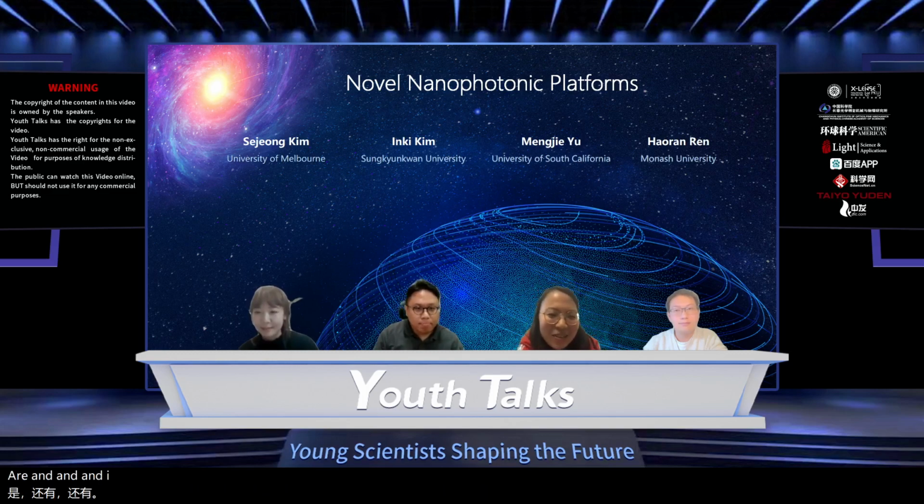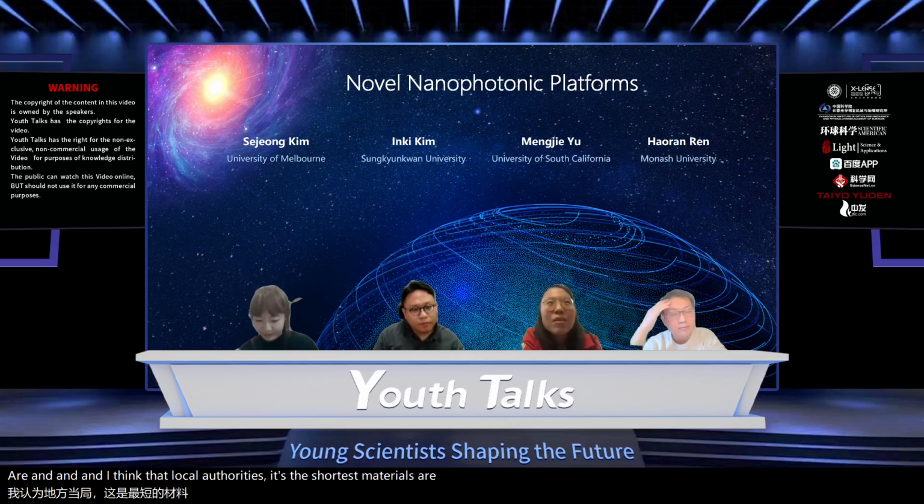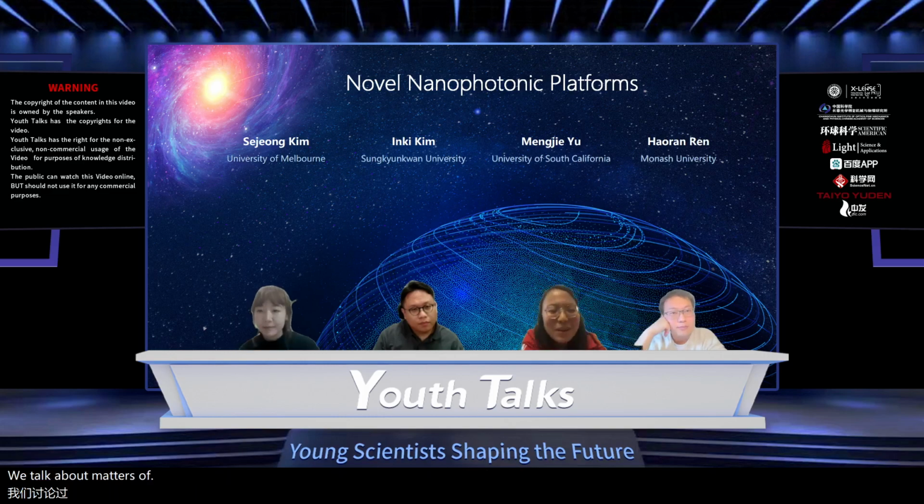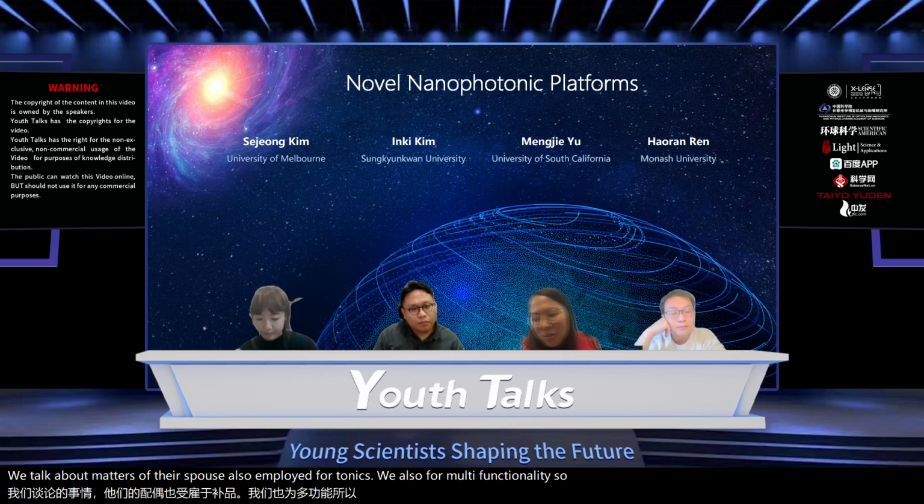And I think the third is the materials, highly functional optical components as well. I mean, we talk about metasurface, but it's also in-plane photonics. We also want multifunctionality.